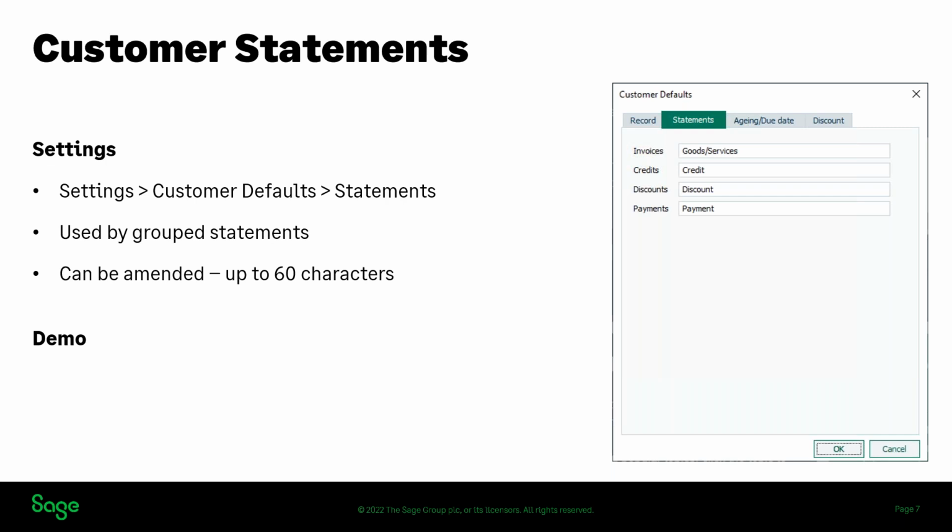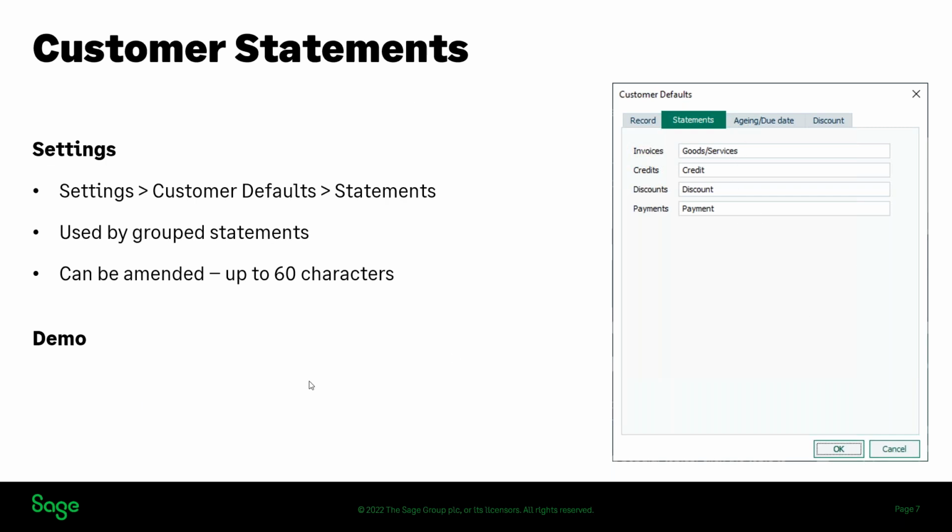Now, there aren't a lot of settings for statements. We'll find them within settings, customer defaults, and the statements option. And this is certain text that will be used on statements. So for an invoice, do we want it to say goods and services? For credits, it'll just say the word credit, discounts, and similar for payments. Now these four boxes that you do have available, I'll just quickly show you how you access that in a moment, up to 60 characters in each one.